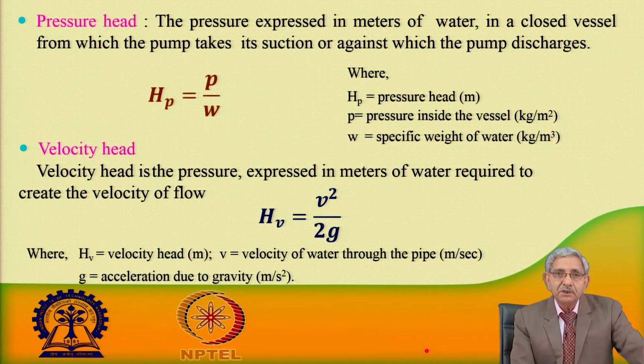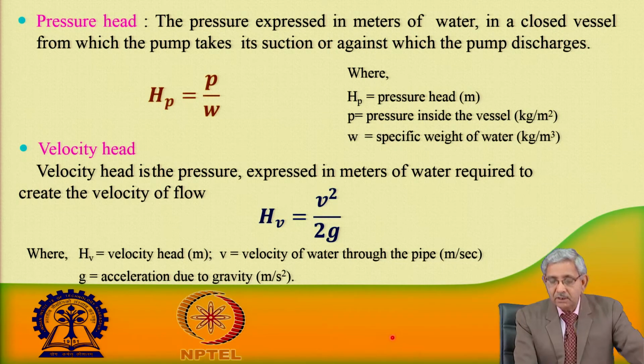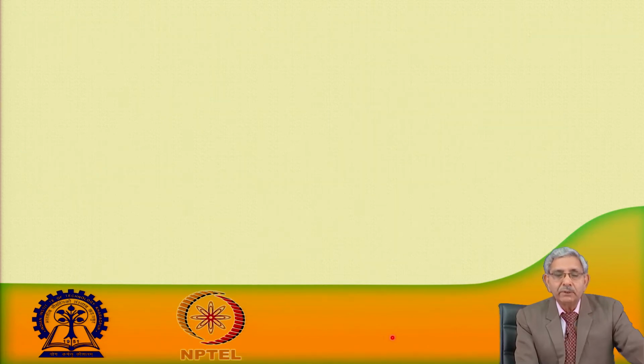So, velocity head. It is the pressure expressed in meter of water required to create velocity of flow, which can be given by h v equal to v square by 2 g, where v is the velocity of water through the pipe and g is the acceleration due to gravity in meter per second square.